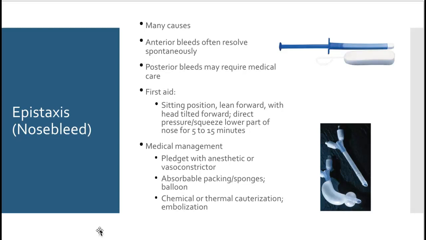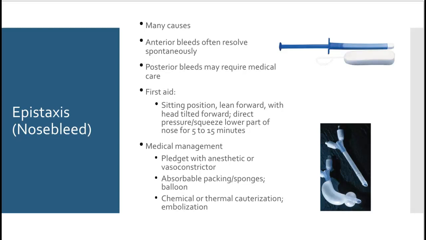People can have spontaneous bleeds, anterior bleeds, where we're talking about lower in the nose, more toward the nares. Those often resolve spontaneously. Posterior bleeds, where they're further back in the nasal passage, may require medical equipment. And so again, with the epistaxis, sitting position, leaning forward, never leaning the head back. That's just going to make the blood go down the back of the throat. Apply some direct pressure, squeezing the nose for 5 to 15 minutes.